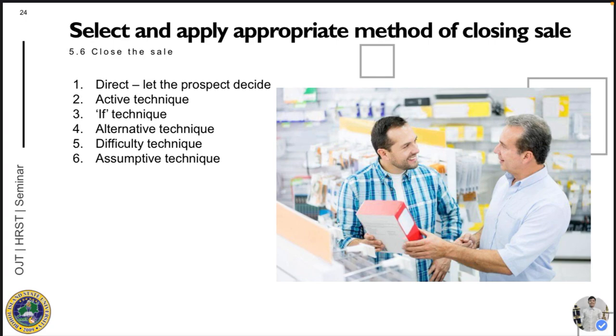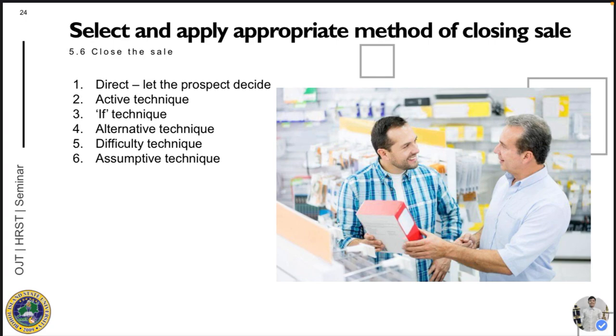Another one: can I wrap this for you? For example, the customer is choosing a particular product, so you will close the sale. Can I wrap this for you? If they answer yes, it means that they will buy that certain product. Again, another is, which airline would you prefer to fly with? So if they answer a certain airline, like for example, PAL or Cebu Pacific, they will answer Cebu Pacific. It means that they will buy the ticket.